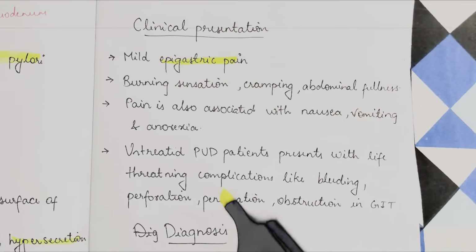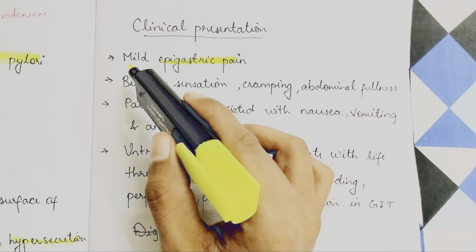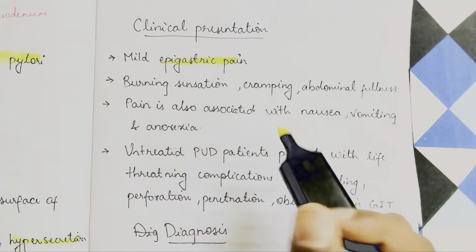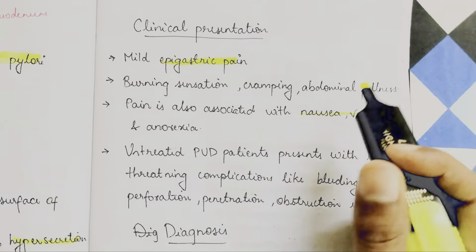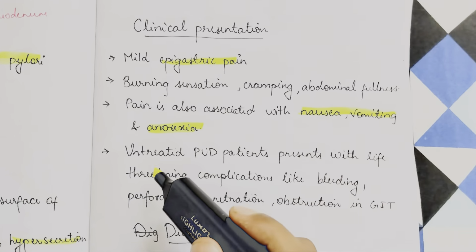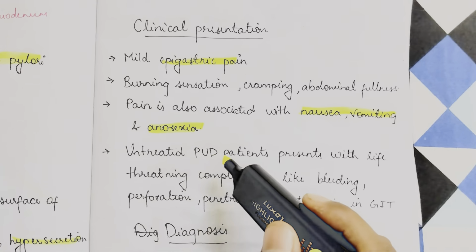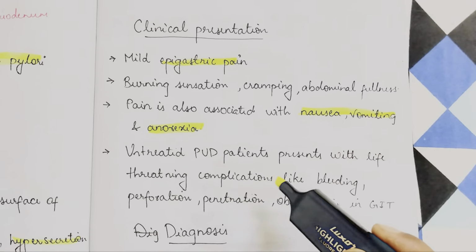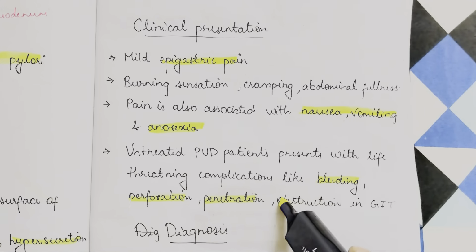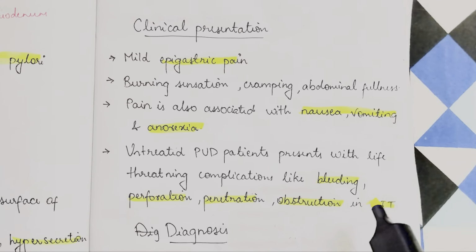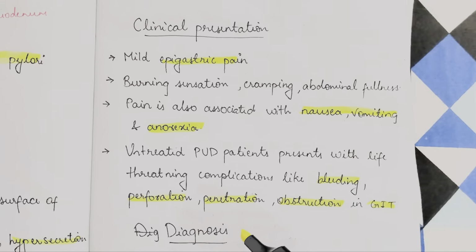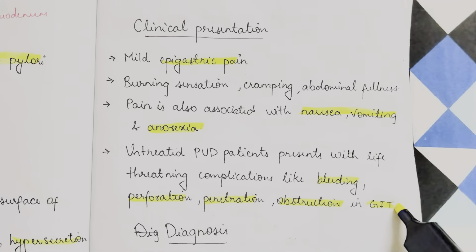If this is inhibited by NSAIDs, then there will be increased HCl production, which can cause sore or ulcers in the stomach. Clinical presentation of peptic ulcer involves mild epigastric pain, burning sensation, cramping, abdominal fullness. Pain is also associated with nausea, vomiting as well as anorexia. Anorexia means feeling fullness and not able to eat. And also untreated peptic ulcer patients present with life-threatening conditions such as bleeding, perforation, penetration, obstruction in the GIT, and it is a very severe form of peptic ulcer disease, and it should be treated promptly, otherwise it will lead to death.